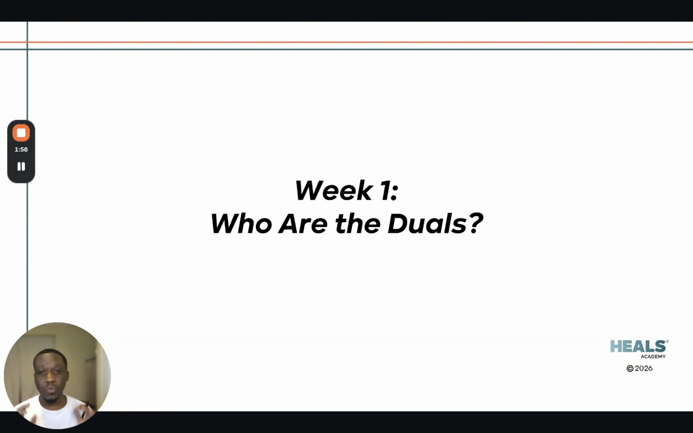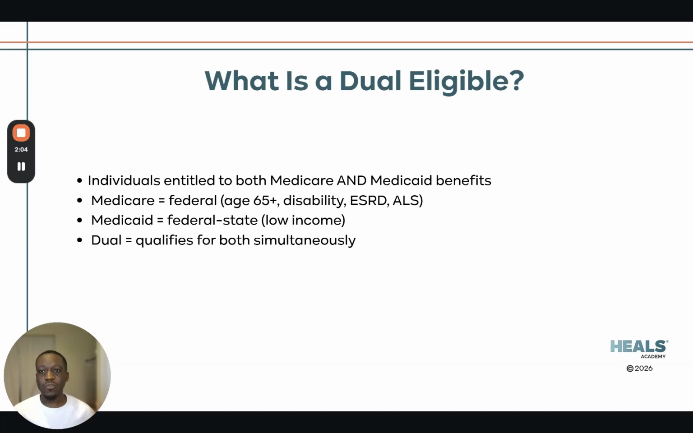For today, we are looking at who are the duals. Who are the duals? So what is a dual eligible? A dual eligible is an individual that is entitled to both Medicare and Medicaid benefits. On the Medicare side, age is 65, they are disabled or have ESRD or ALS. And on the Medicaid side, they are low income. And therefore, because of both of them, this person qualifies for both Medicare and Medicaid.